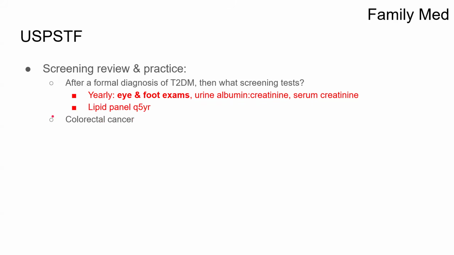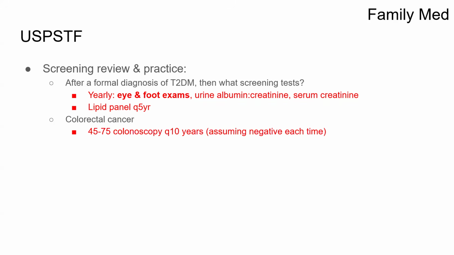Okay, another high yield screening thing for family medicine and surgery as well is colorectal cancer. The general guideline for someone who doesn't have any risk factors for colorectal cancer is a colonoscopy starting at 45 every 10 years. So from 45 until 75, you get a colonoscopy every 10 years, assuming that colonoscopy is negative each time.